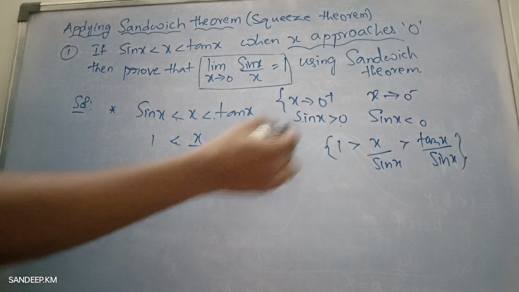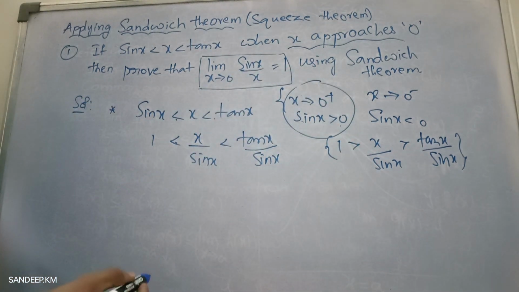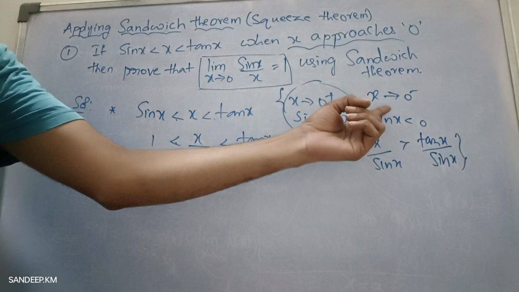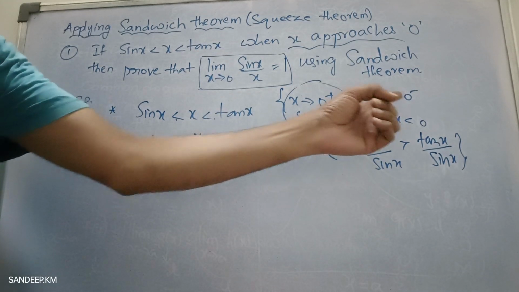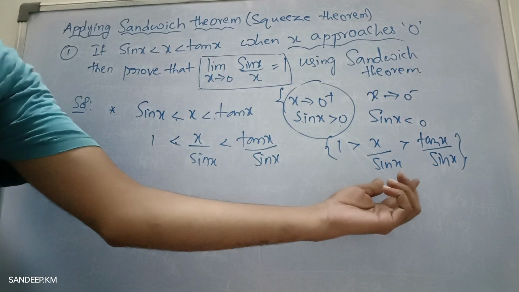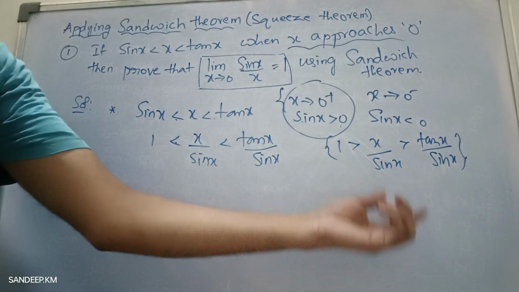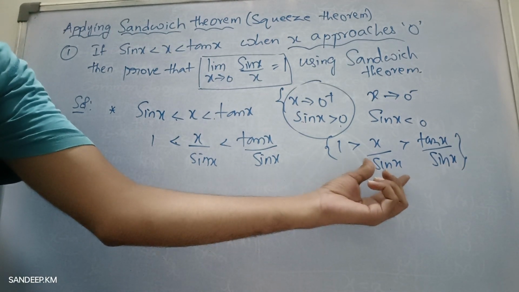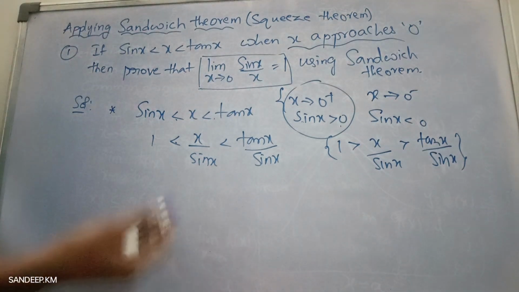So I am assuming this case when x approaches 0 plus, and I am giving the proof. You can try using this one. You can take case 2 when x approaches 0 minus, that means when sin x is less than 0, by taking this inequality. You can prove it. You can try proving this. Okay, now this case 2, but I will go with this one.